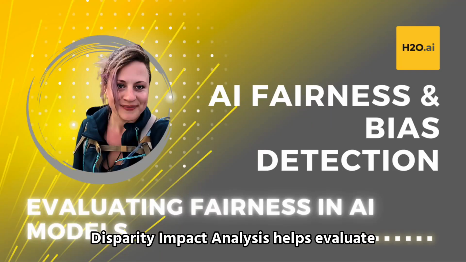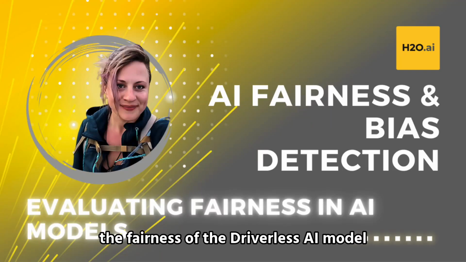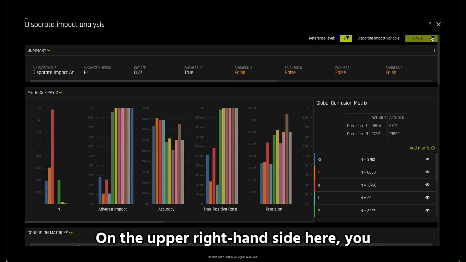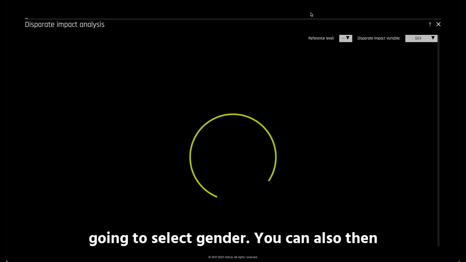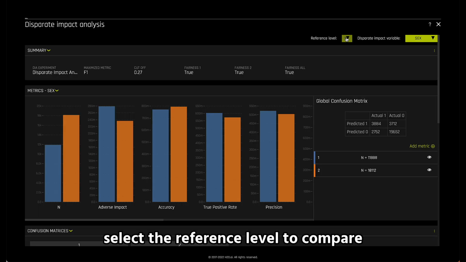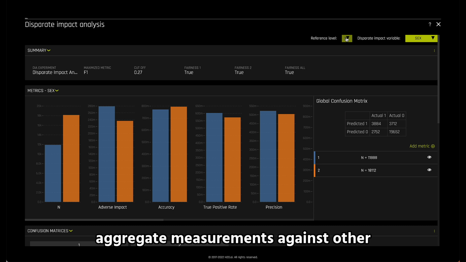Disparate impact analysis helps evaluate fairness of the Driverless AI model and identify potential risk for biased decisions. On the upper right-hand side here, you can select the disparate impact variable to evaluate the fairness on. Here we're going to select gender. You can also then select the reference level to compare aggregate measurements against other levels.